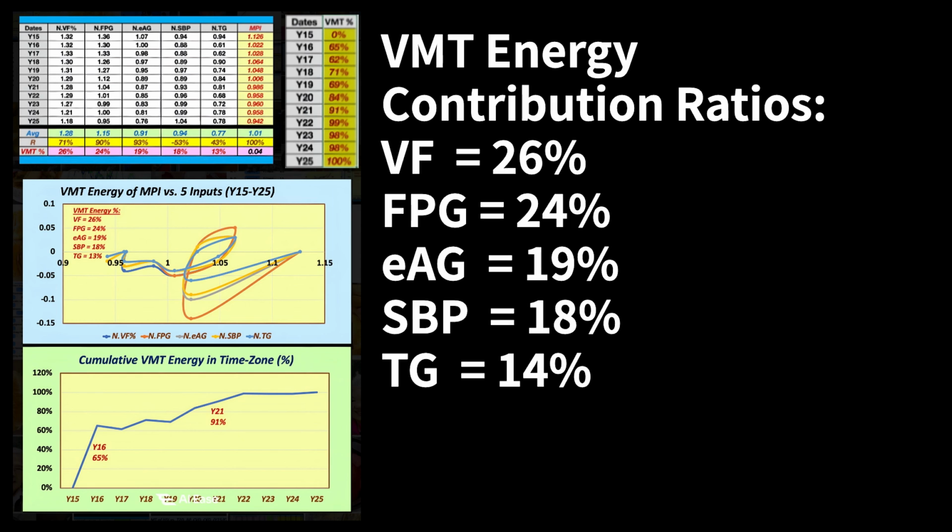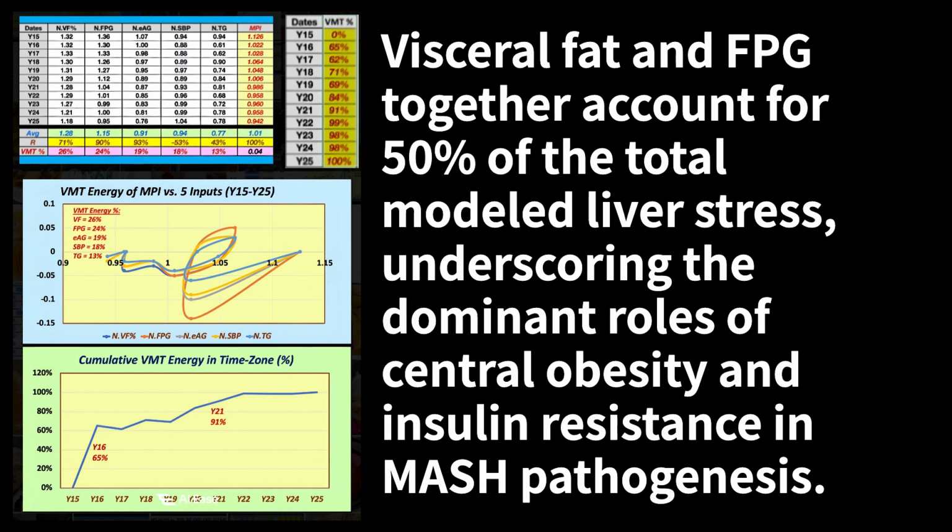VF is 26%, FPG is 24%, E at G is 19%, SBP is 18%, TG is 14%. Interpretation. Visceral fat and FPG together account for 50% of the total modeled liver stress, underscoring the dominant roles of central obesity and insulin resistance in MASH pathogenesis.